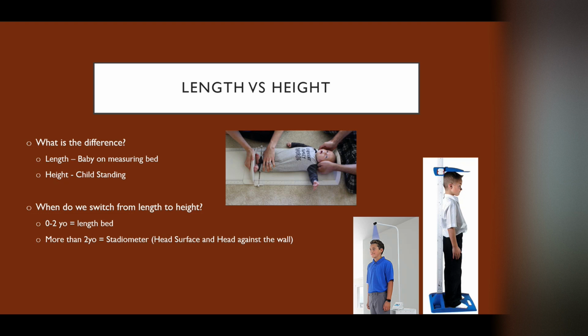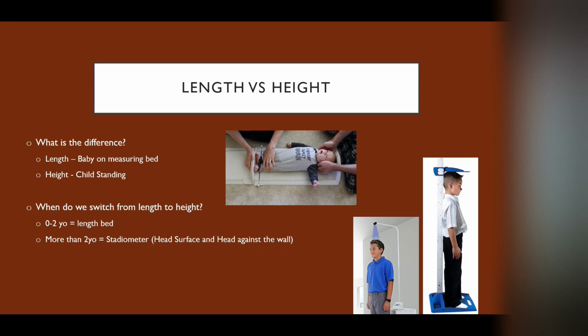When the child is standing, that's more than 2 years old, we use a stadiometer. This is what we prefer in hospitals. You put the kid standing straight with the head to the wall, and you measure from the top of the head to the bottom. Standing straight. Every centimeter counts.